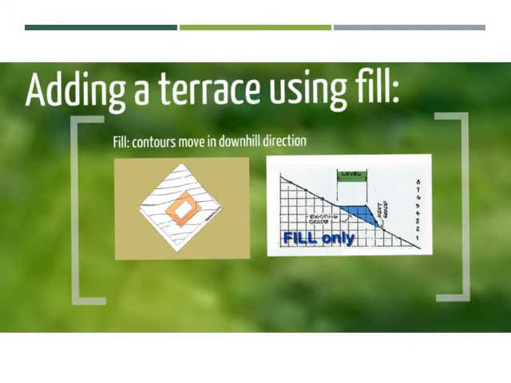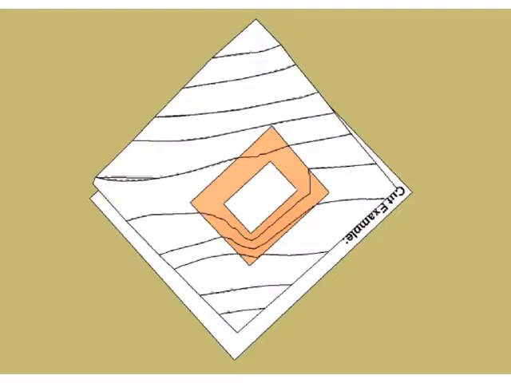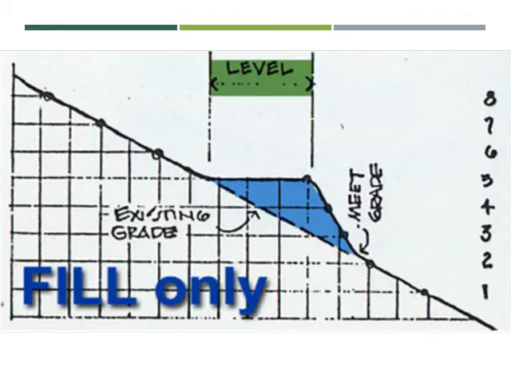In contrast to that, we can create a terrace using only fill. When you create a terrace using only fill, the contours are pulled downhill past the terrace and they create a steeper slope below the terrace, which allows the terrace to have a flat surface. And this, of course, could be easier to see in section. We have the existing grade of the land and we're pulling those contours out and we're adding fill shown in blue to create a flat surface.